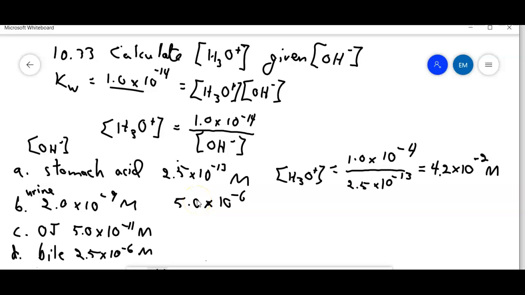Orange juice, now we have 1e to the minus 14th divided by 5e to the minus 11. And it looks like we're in the right order of magnitude here. 2.0 times 10 to the minus 4th. These are all molar.